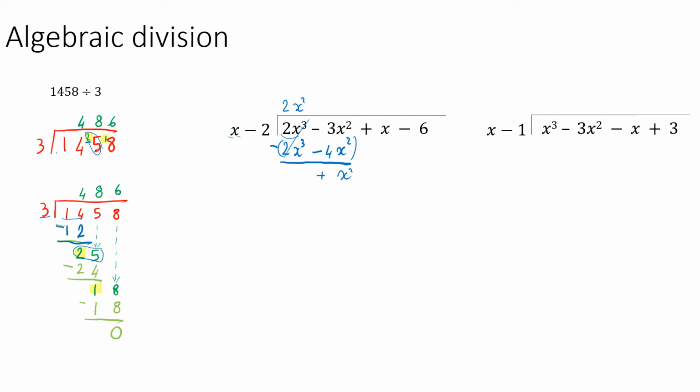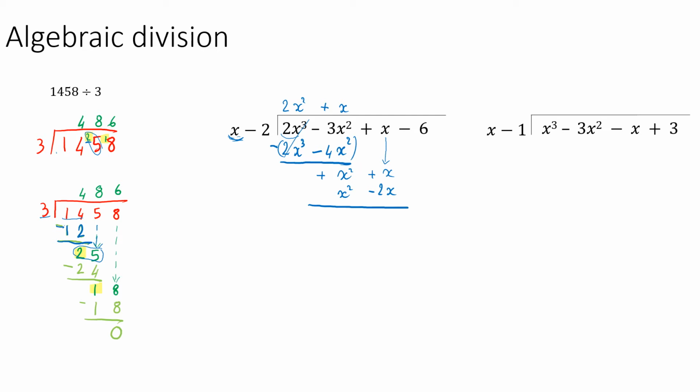And the next stage, like if you did with numbers, you then use this for the next part of your number. So here the 5 that you bring down, we're going to do the same. We're going to bring the plus x down. And we do a second cycle. So we now have x squared plus x. Well, how many x from the divisor, how many x goes into x squared? Well, that would be 1x, so plus x. Because x times x gives me x squared, and x times minus 2 gives me minus 2x.